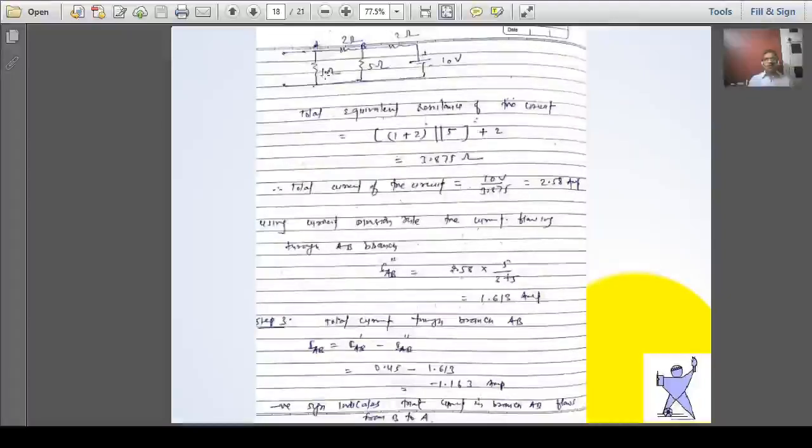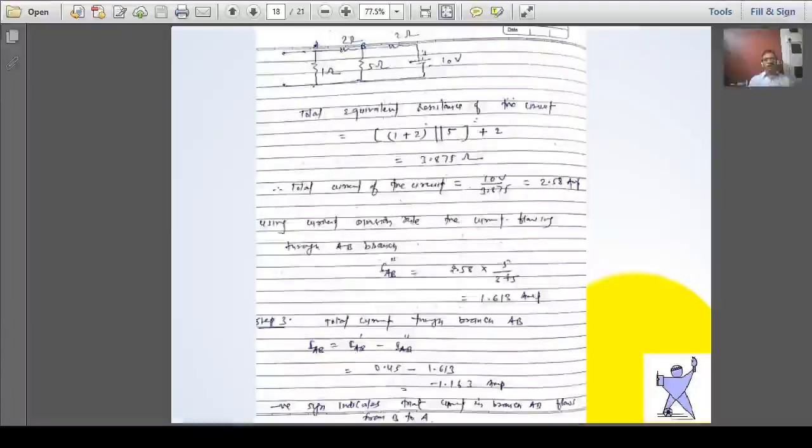Now this 1 and 2 ohm are in series, and this series combination is in parallel with the 5 ohm, and the whole combination is in series with 2 ohm. So now the total equivalent resistance of the circuit is 3.875 ohm. So the total current will be V upon R. V is the 10 volt and the total resistance is 3.875. It will give you 2.58 ampere current.